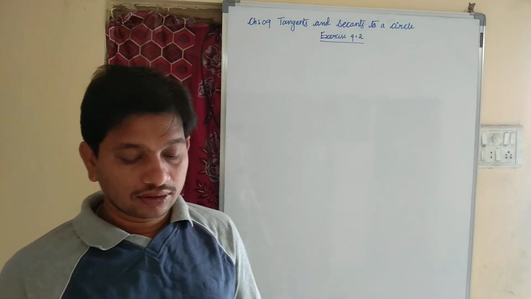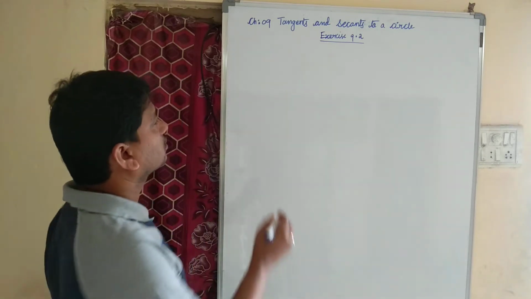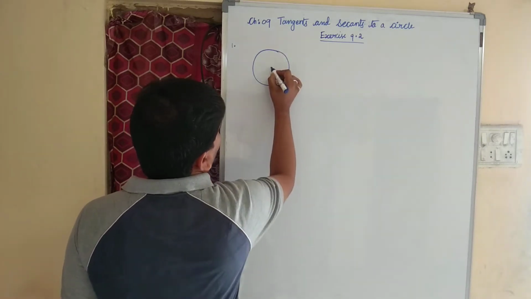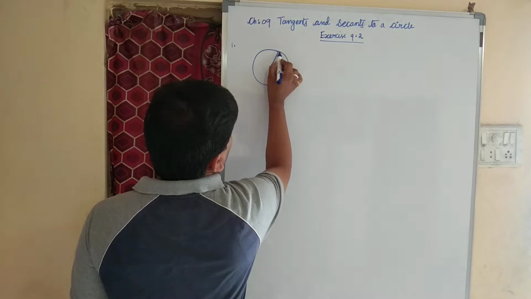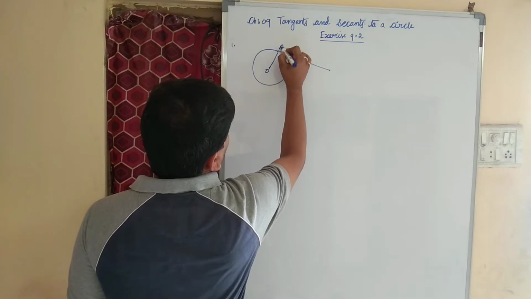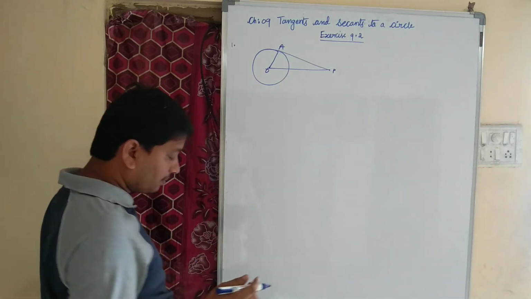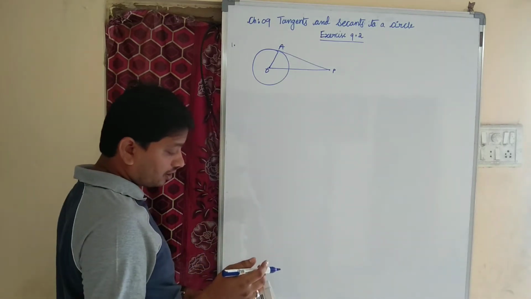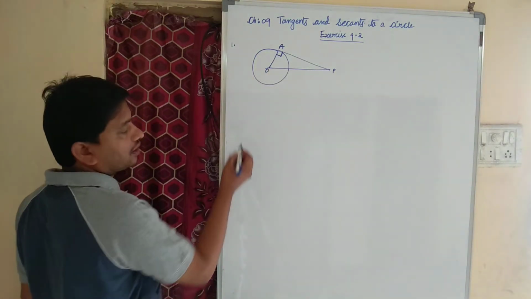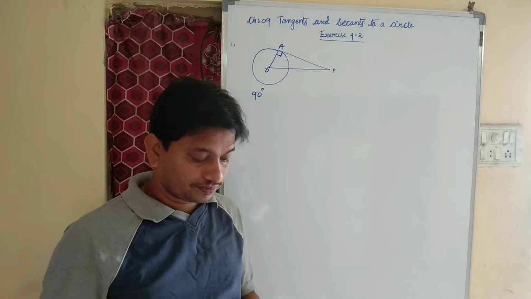The angle between a tangent to a circle and the radius drawn at the point of contact. So this is our radius. Suppose this is our tangent. What is the angle between them? Here the angle will be how many degrees? According to theorem 9.1, the angle between the radius and the tangent is 90 degrees. So the first one, option D.